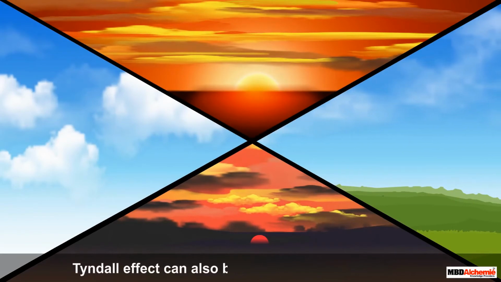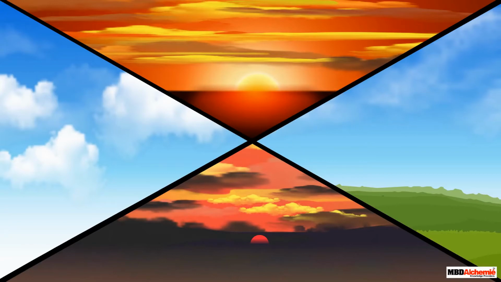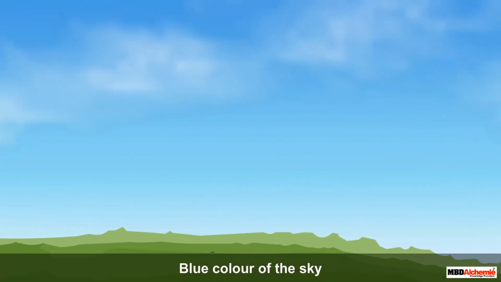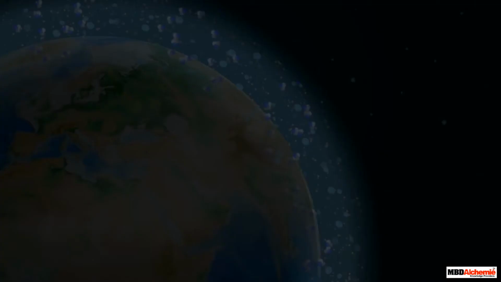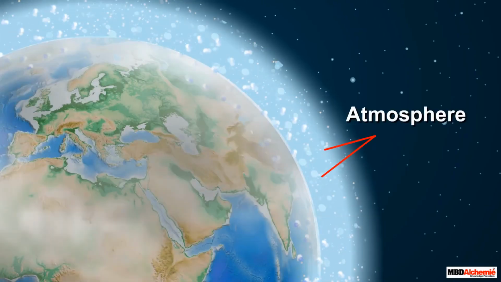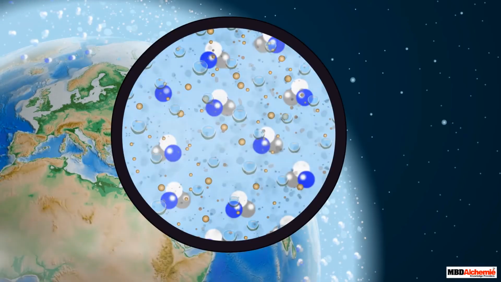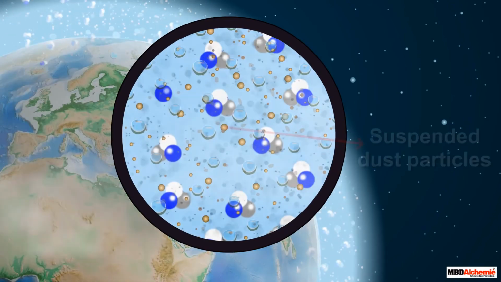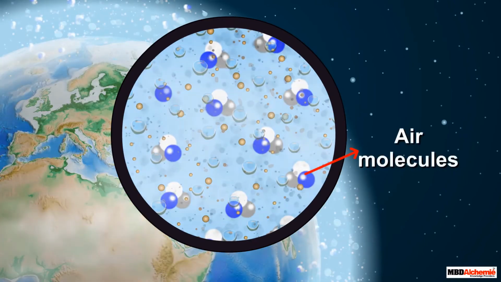The Tyndall effect can also be observed in the atmosphere and can explain some wonderful phenomena of nature, such as the white color of the clouds, the blue color of the sky, and the reddening of the sun at sunrise and sunset. The Earth's atmosphere is a mixture of minute particles. These particles include smoke, tiny water droplets, suspended particles of dust, and air molecules.